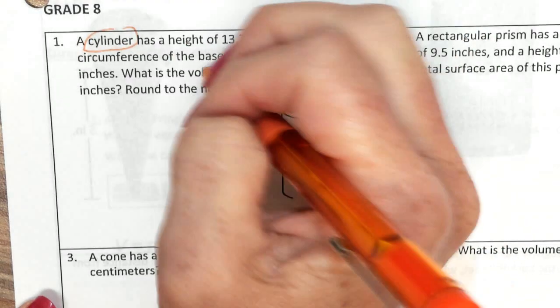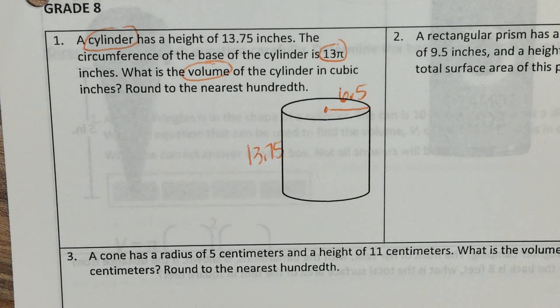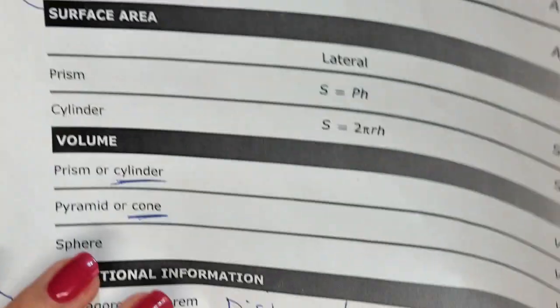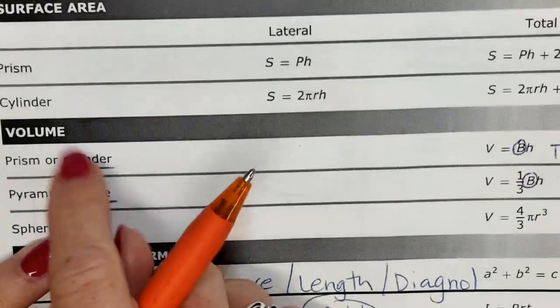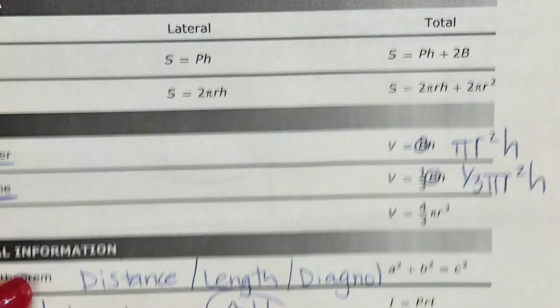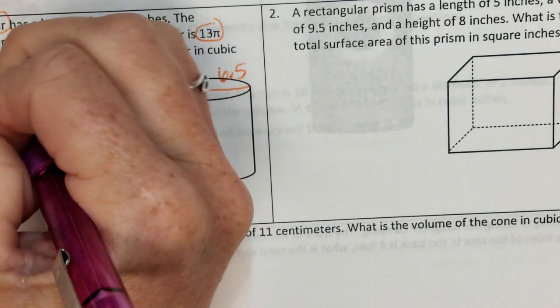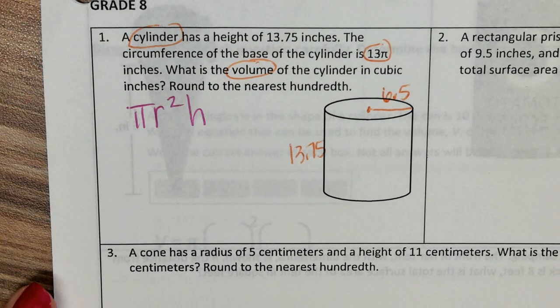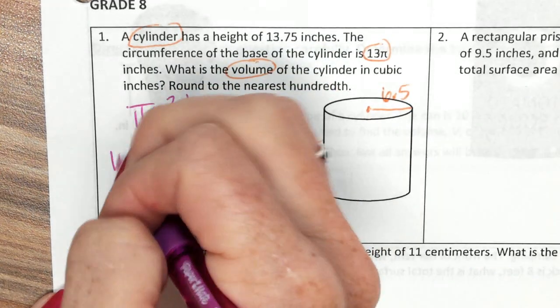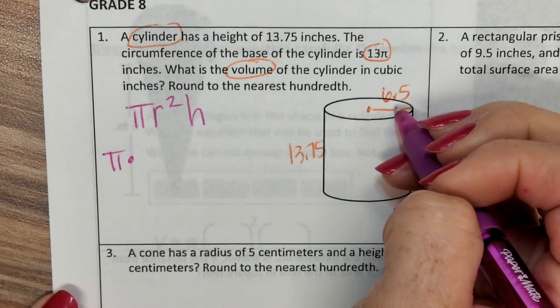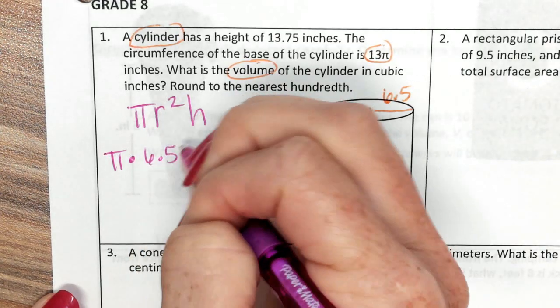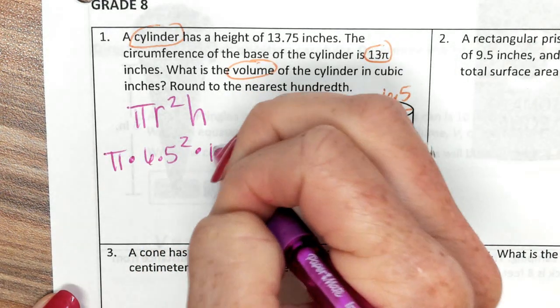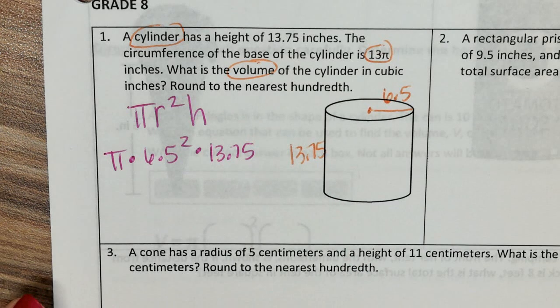The volume. So stop what you're doing. Go to your star chart. I don't want anybody being lazy. Write the formula for volume of a cylinder down. What are we going to write? Pi r squared h. So I'm going to write pi times, what is the radius? 6.5. So 6.5 squared times the height, which is 13.75. And then we type it in our calculator, and that's our answer.